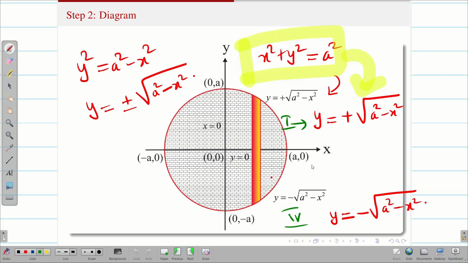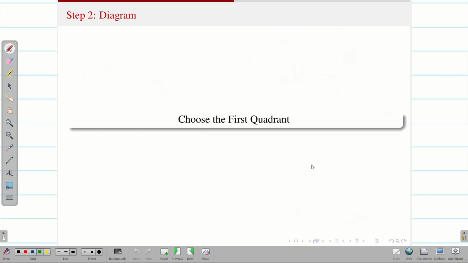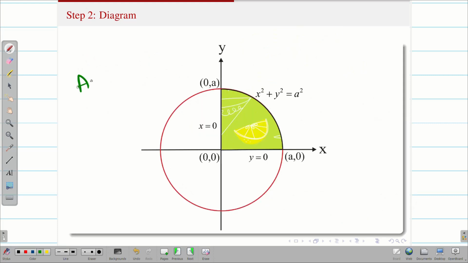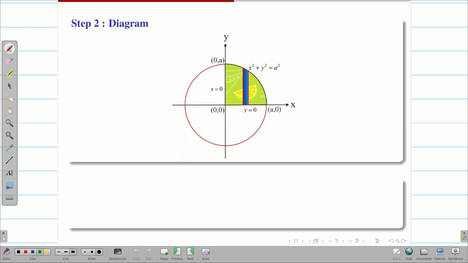It is always better to choose the first quadrant. If I choose the first quadrant, then I can say the area is 4 times the first quadrant, because in the first quadrant all the values are positive. Now I can draw the strip like this. Now it is easy for me. Whenever an area comes, if it is possible for standard curves, try to make it the first quadrant and find the solution. Now step 3 is the limits.